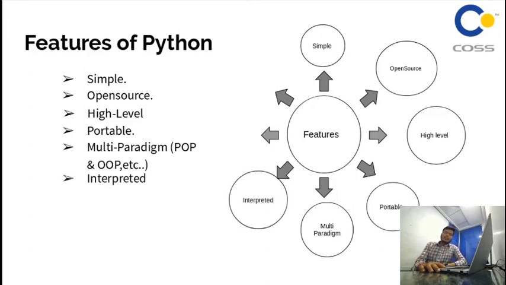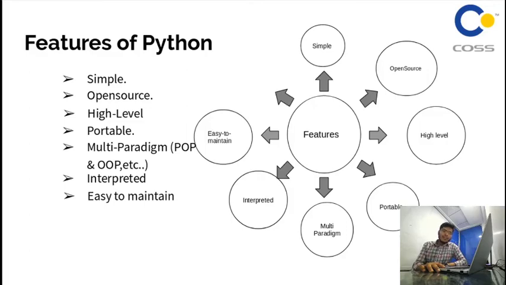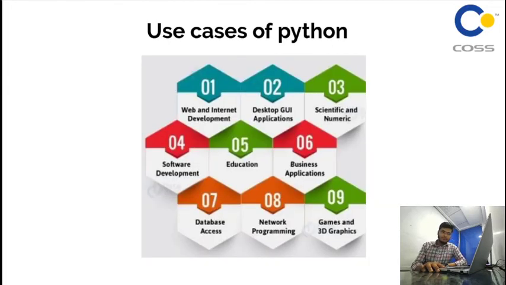Python is interpreted because Python uses an interpreter, so it reads the program line by line. And Python is easy to maintain, yes. And Python is scalable. For example, I have a program, I can upgrade or downgrade it as per the requirement.